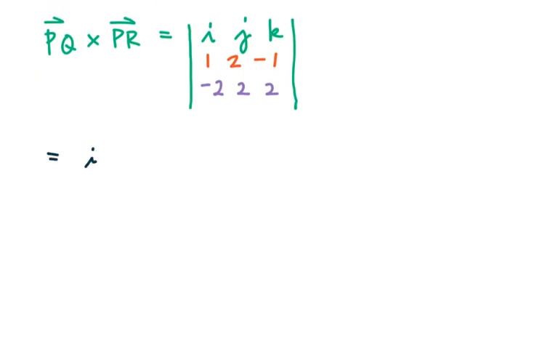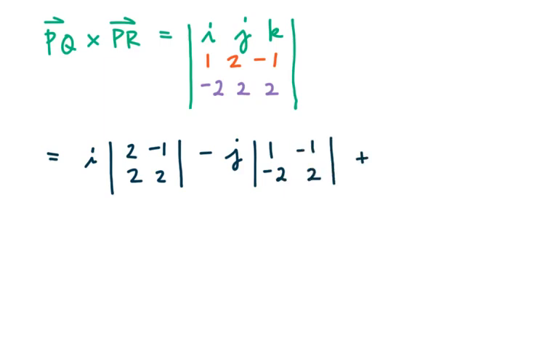And this is going to equal i times the determinant of the 2 by 2 matrix, 2, negative 1, 2, 2, minus, it's always a minus, second, j, times the determinant of the matrix, 1, negative 1, negative 2, and 2, and plus k times the determinant of the matrix, 1, 2, negative 2, and 2.